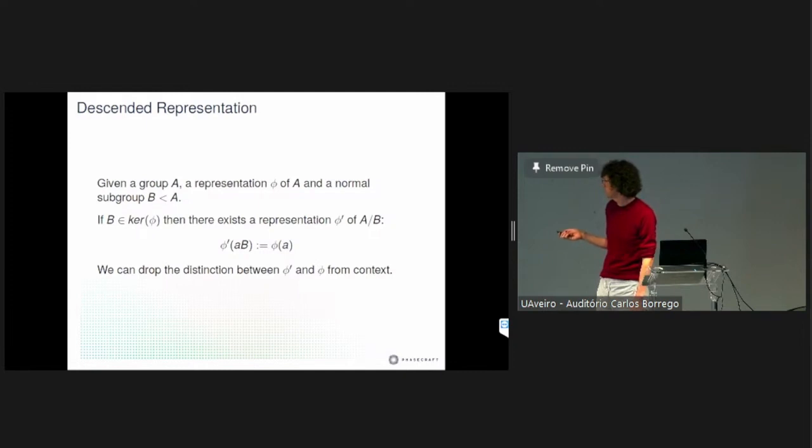So you just define phi prime as its action on A, of phi on A, right? And so in some sense, these are the same representation, just acting in different contexts. And so we can drop this distinction between phi and phi prime, depending on the context we're looking at, right? Okay.